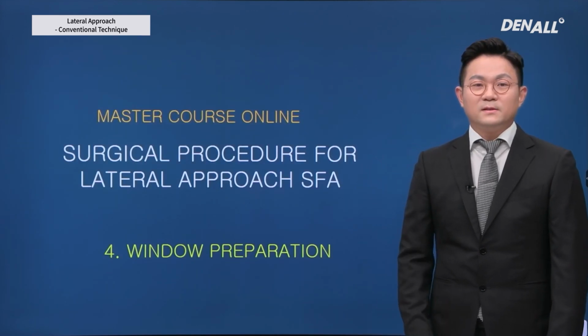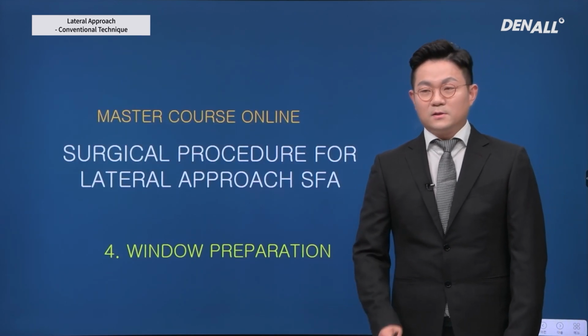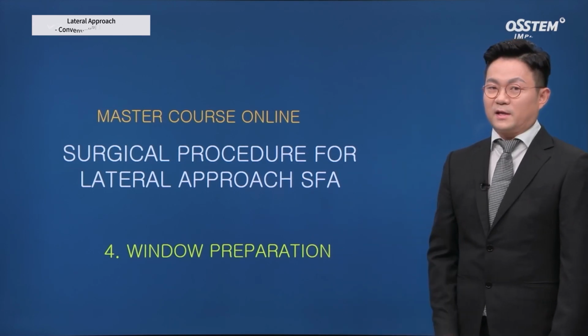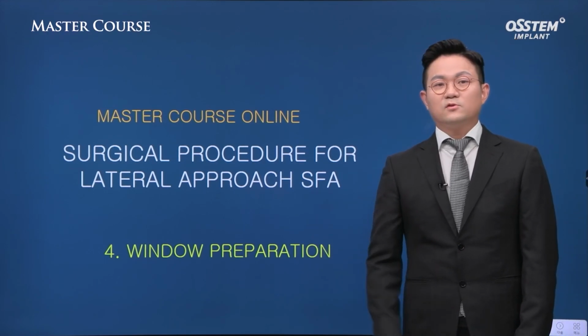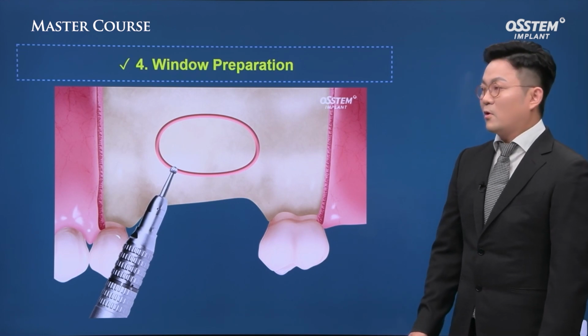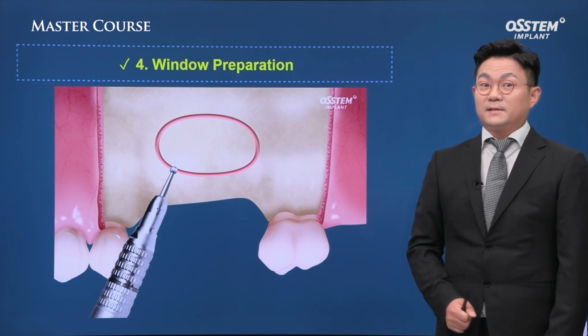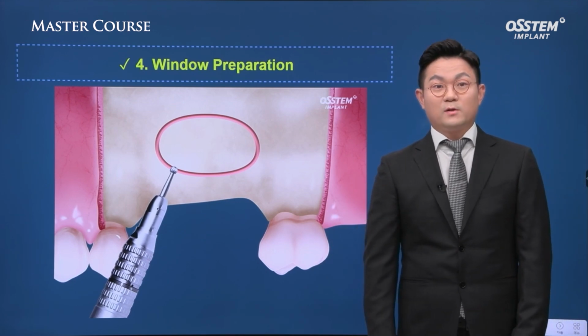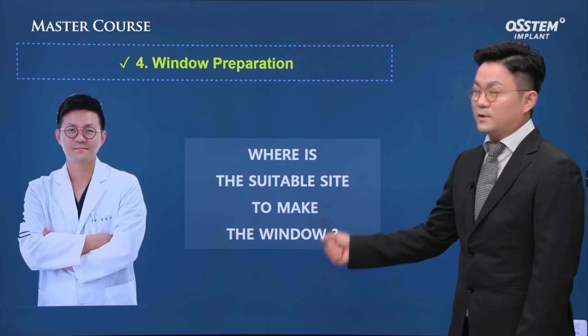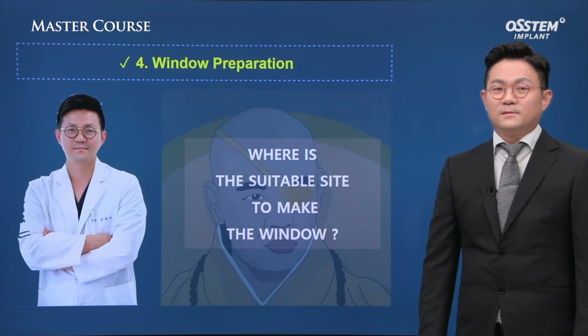Next is window preparation. You have to open the flap, and once the bony wall has been exposed, you have to do surgery. You have to make a window, so you use different instruments. Which side you make the window on is the key focus. So where would be the best suitable site?